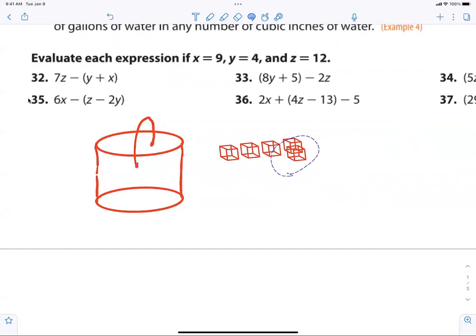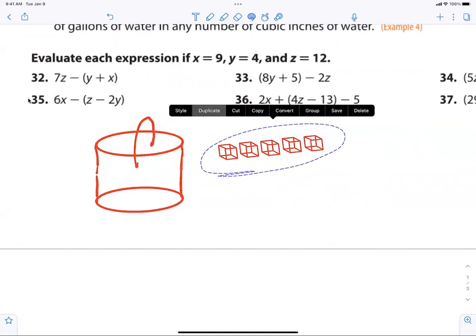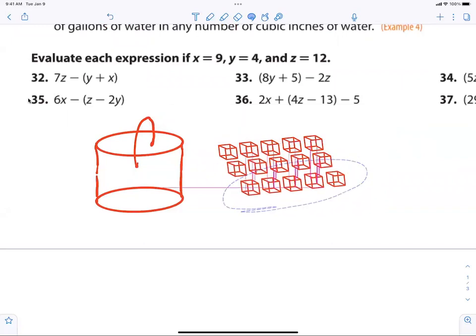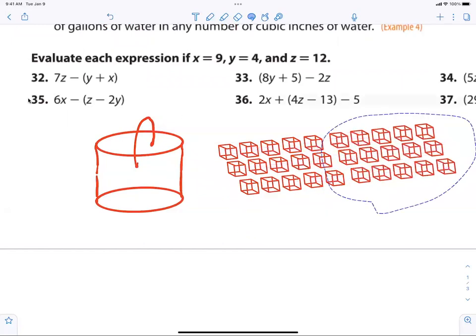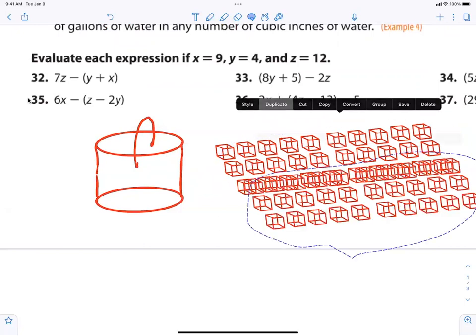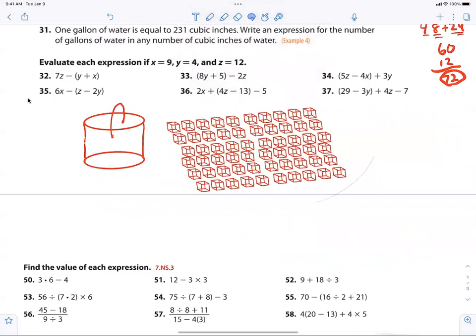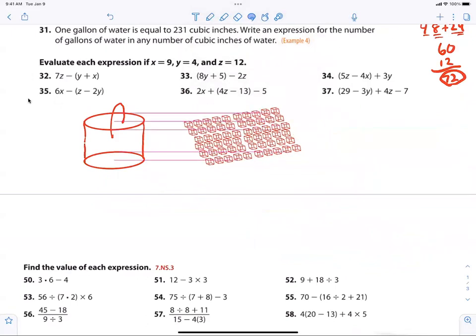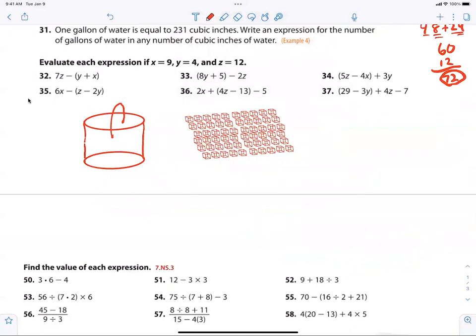Now I'm going to do something crazy. Now watch, please. I'm trying to teach you the visual. And part of the reason why I love my iPad is because I can do visuals really well. So keep watching me. You'll see what I mean in a minute. If right there you saw 231 cubes, how many of them would fit in there? 231, correct?